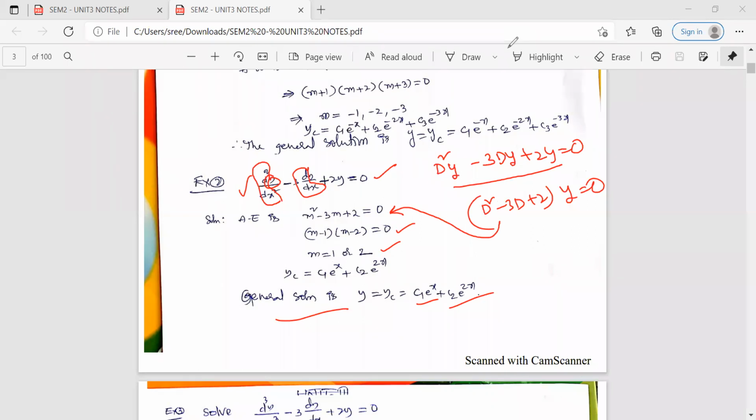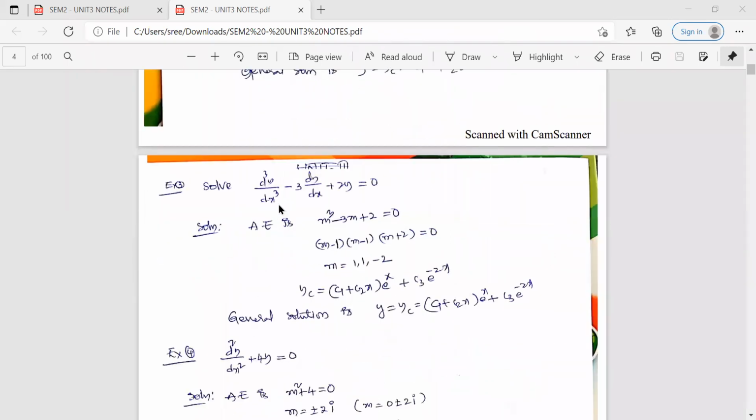See all problems. D cube y by dx cube, so I put capital D in place of d cube. So (D cube minus 3D plus 2) into y. After that I write the auxiliary equation and find the roots. See here, what are the roots we get? 1, 1 and 2. So here we have 2 repeated roots and 1 distinct root. For the 2 repeated roots, we write (C1 plus C2 x) e power x, and for this we write C3 e power minus 2x.